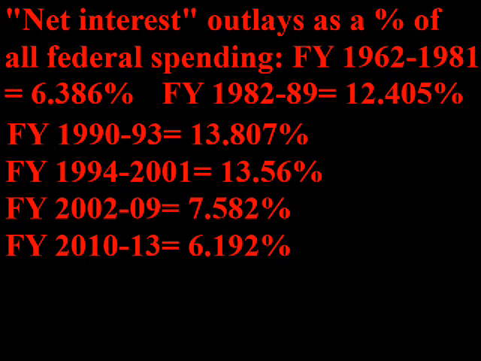From fiscal year 2002 through 2009 under George W. Bush, 7.582%, and Hussein's is even lower, 6.192%. So Hussein's net interest outlays as a percentage of all federal spending, under Reagan, it was more than double that. So there you go.